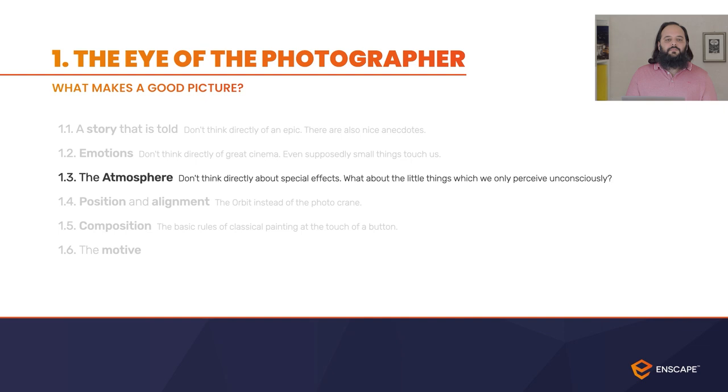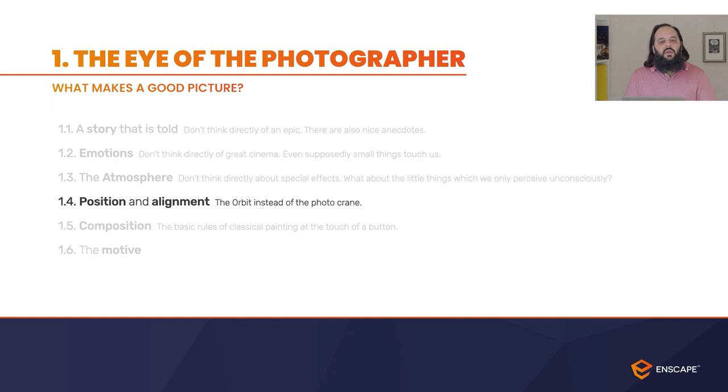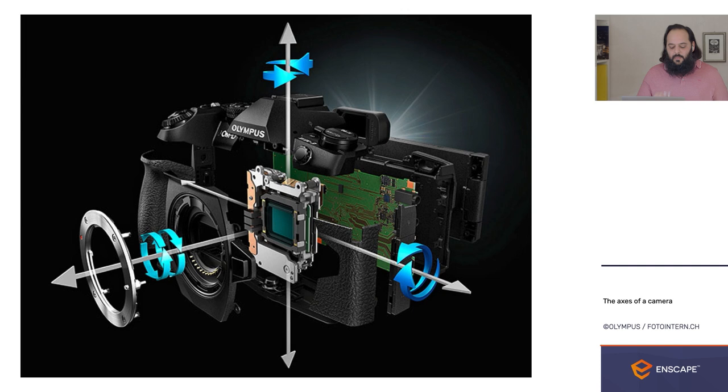Position and alignment. While the story, the emotions, and the atmosphere are mostly transported by what is obviously visible on pictures, the following two subject fields are stylistic means that facilitate or even make possible the above mentioned transport. In order to get a feeling for the position and the orientation of a camera, or rather the sensor of a camera, one must keep the following in mind.